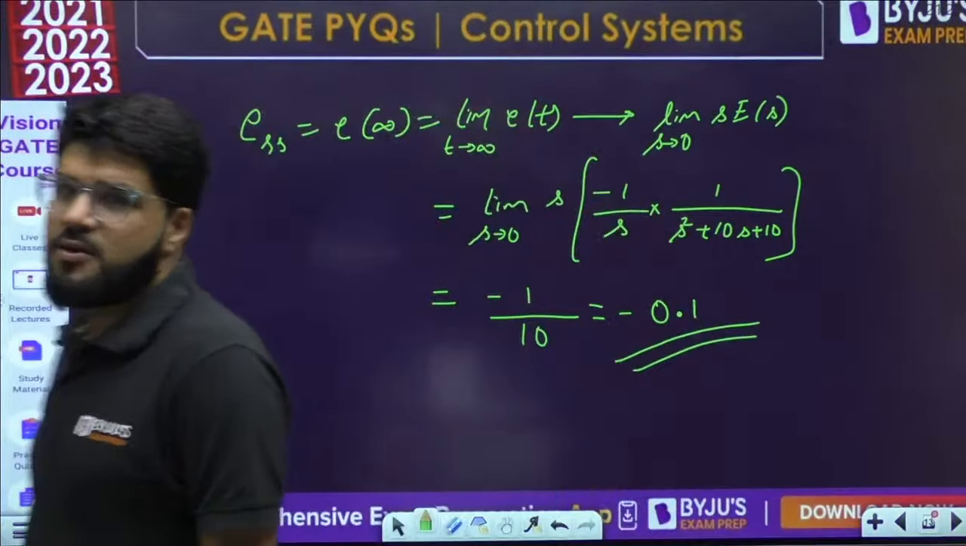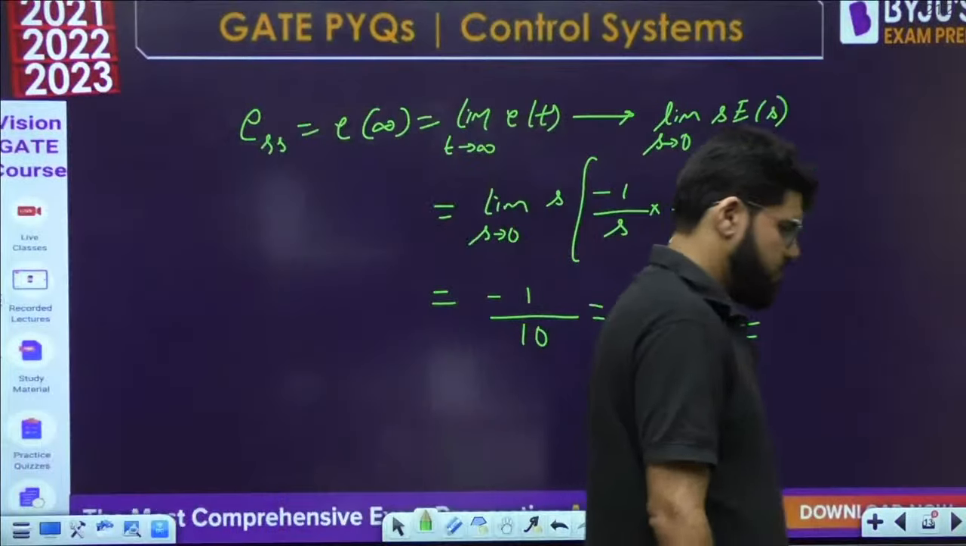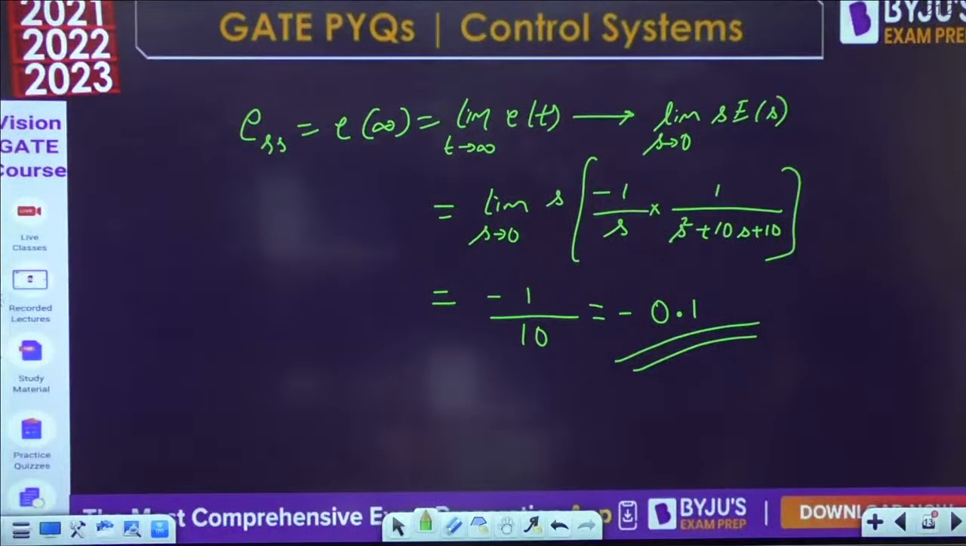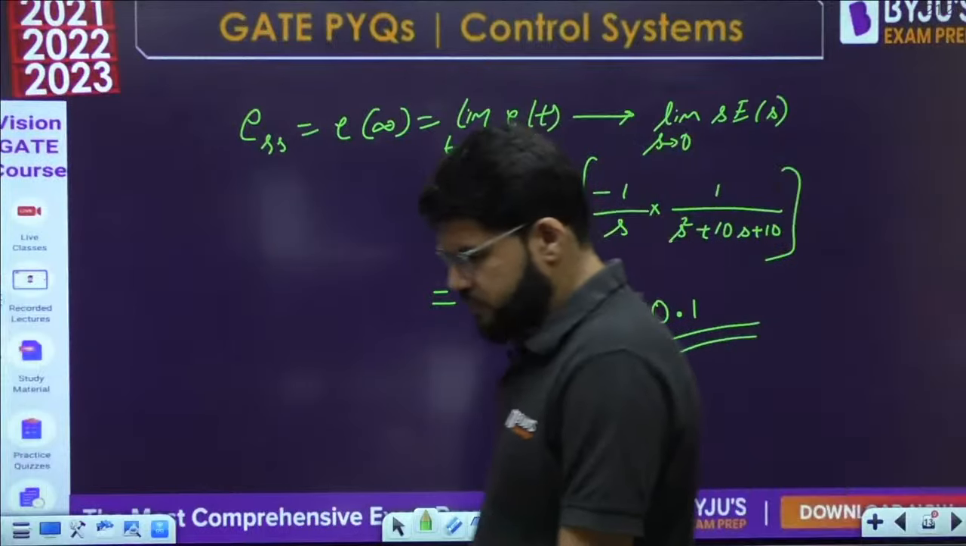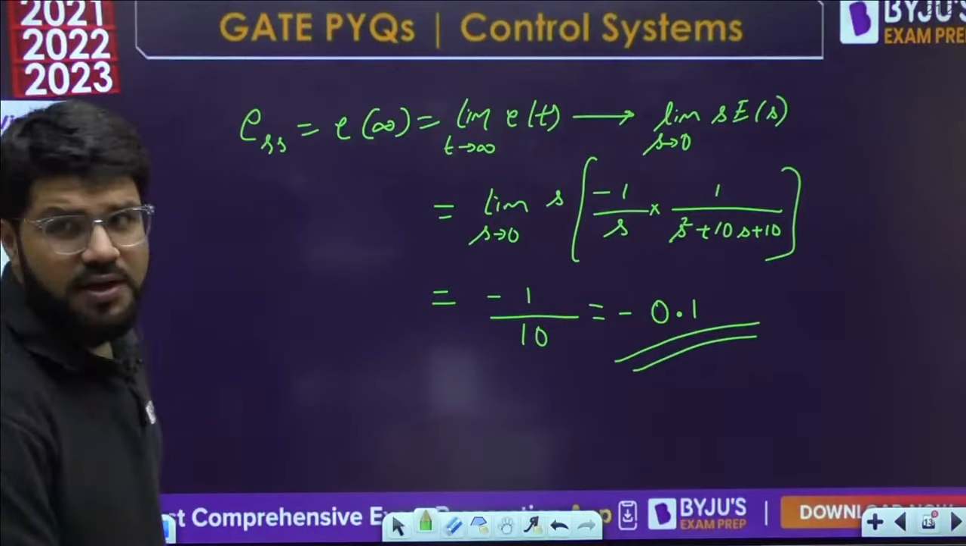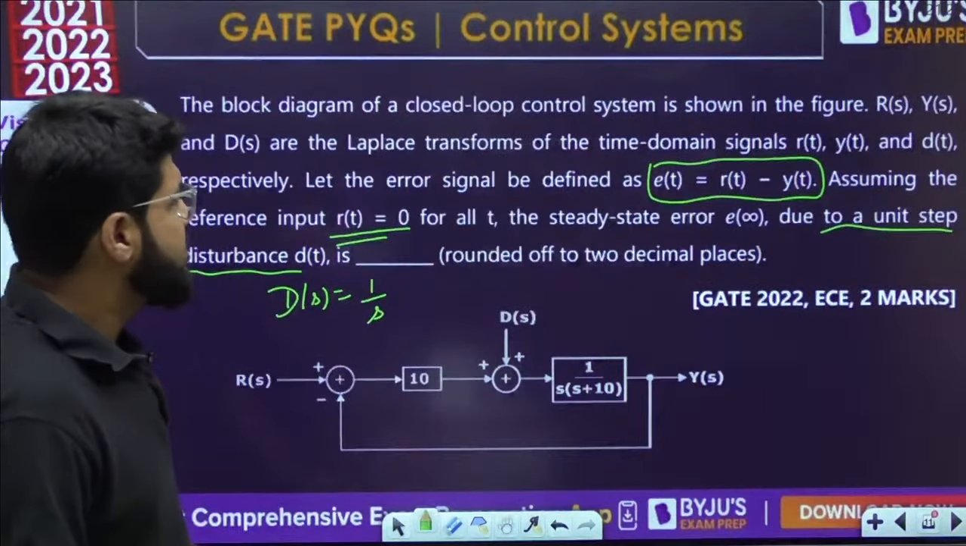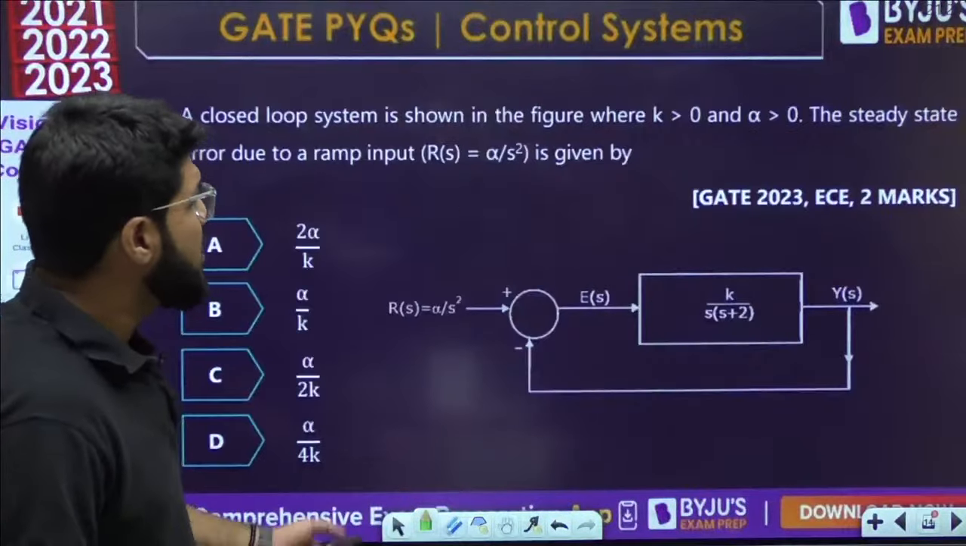Your answer is minus 0.1. Minus 0.1. Done. Cool. Let's be ready for the next question then. Okay, minus 0.1, numerical answer type question it was, 2022, 2 marks.